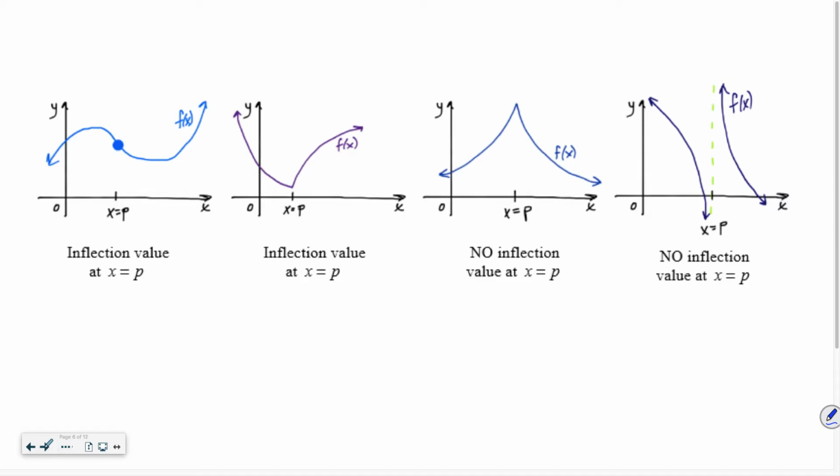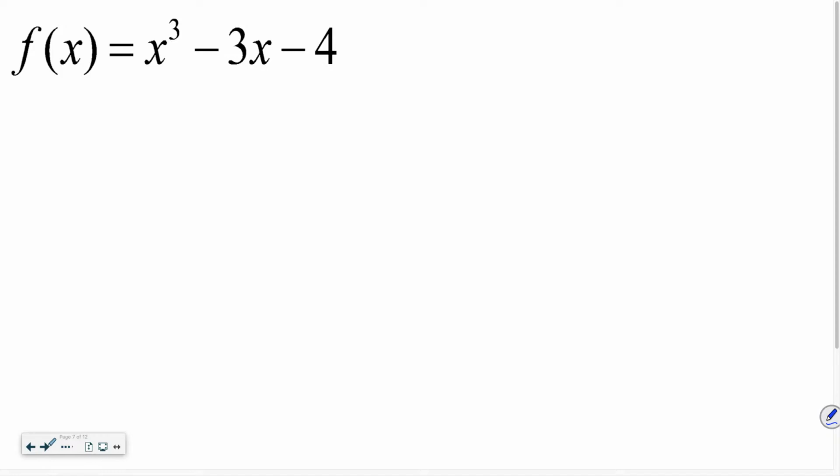I want to first look at just the algebra side of things before we get into the graphical side of things. So we're going to start pretty simple. We're going to start with a polynomial. That's always a nice place to start, right? So write this down.